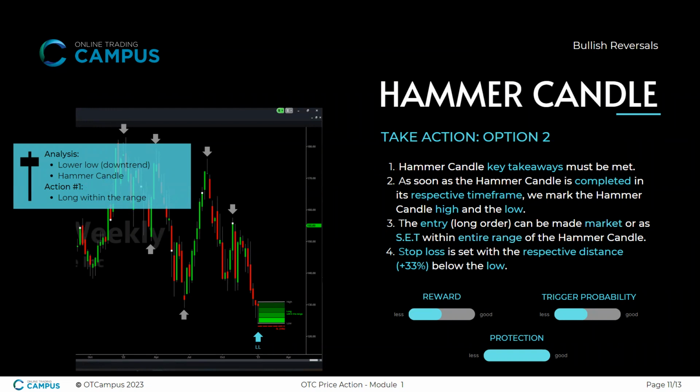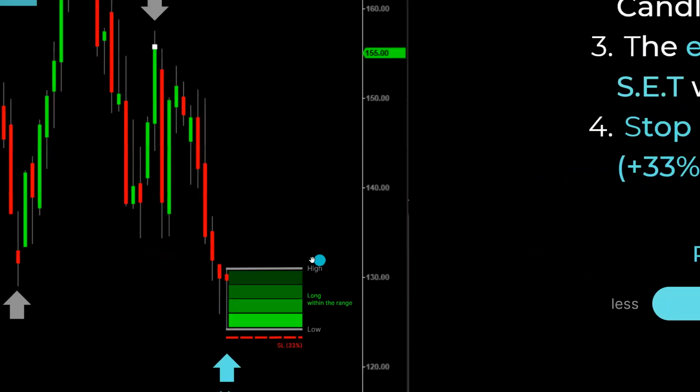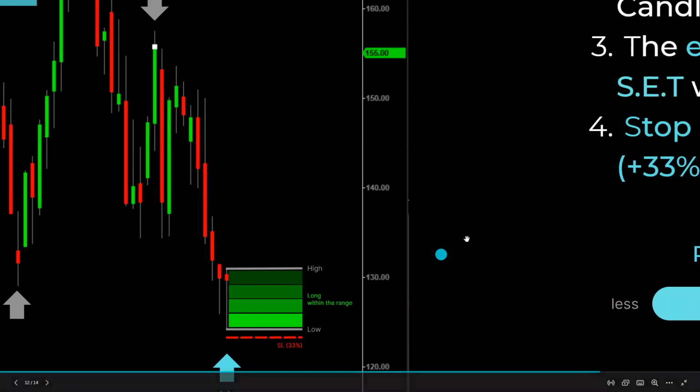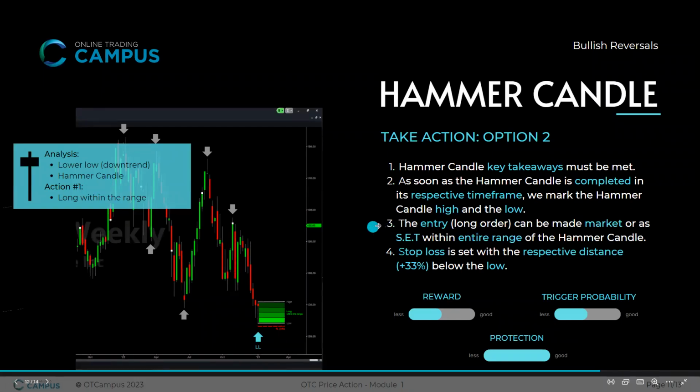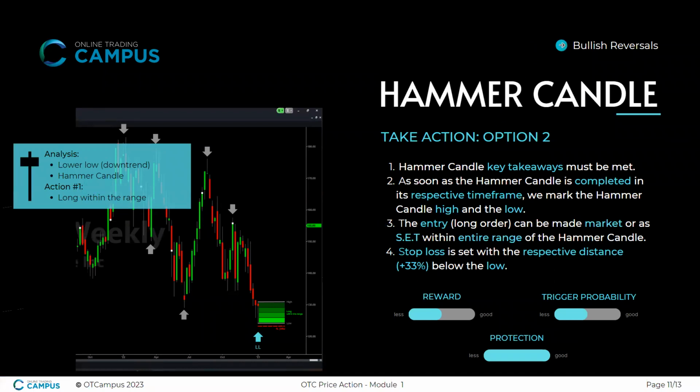Important, always the same. Number two, as soon as the hammer candle is complete in its respective time frame, right? Weekly, monthly, daily, 50 minutes, 23 minutes, up to you. We also mark the hammer candle high and low here. The high is here again, the low is here. Number three, the long entry order, it is still a bullish reversal, can be made market or as a set, right, within the entire range of the hammer candle.